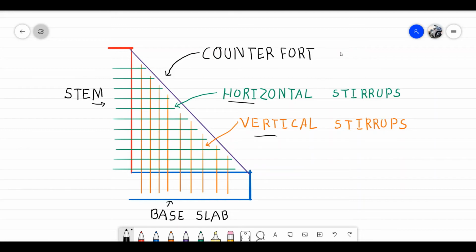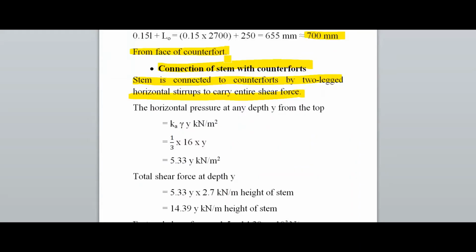Counterfort connection with the stem. So what we are going to design, we are going to design horizontal stirrups in a counterfort. And when we connect the counterfort and base slab, we design vertical stirrups in a counterfort, right? Simple things. I hope you understand. Okay, so you understand how we connect a counterfort with a stem.